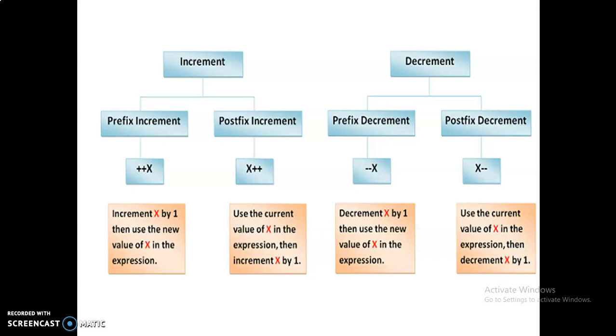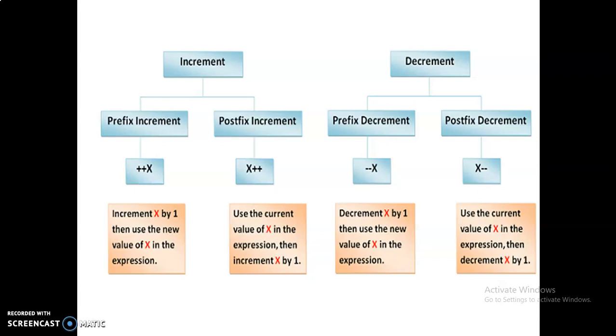Okay, prefix first increments the value of x by 1, then uses the new value of x in the expression. But in x plus plus, it uses the current value of x in the expression, then increments it by 1. This is the neat example. This is the correct explanation of the difference between the prefix and the postfix increment.